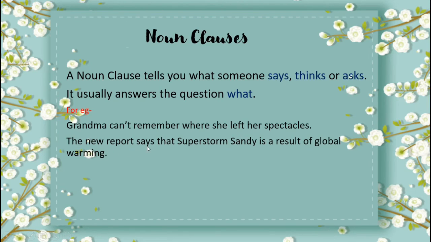Second, the news report says that Superstorm Sandy is a result of global warming. Here also we can ask the question, what? What is the result of global warming? The news report says that Superstorm Sandy is the result of global warming. I always thought I could swim well. What did you always think? I always thought I could swim well.